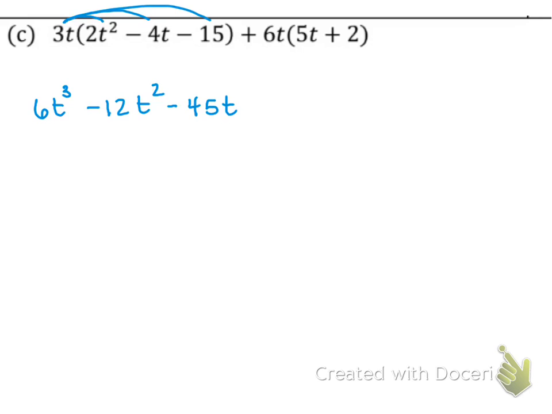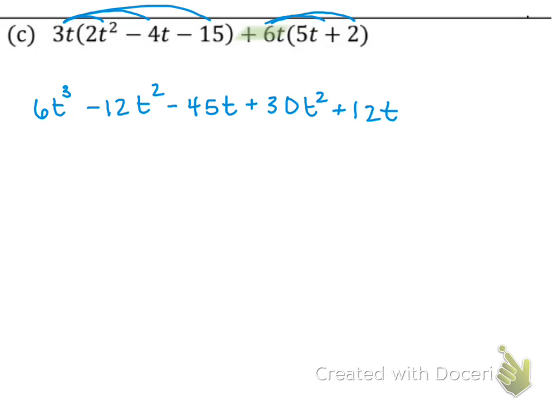Now I need to distribute my 6t to the second set of parentheses. Because that's addition, I'm distributing a +6t. So I have +6t times 5t, which gives me a +30t squared. So I put my addition sign. And when I distribute to 2, that gives me 12t.